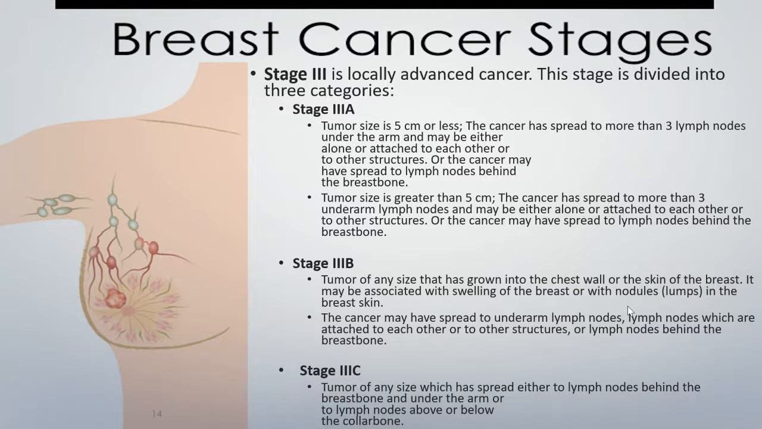Stage 3B is a tumor of any size that has grown into the chest wall or the skin of the breast. It also may be associated with swelling of the breast or nodules in the breast skin. The cancer may have spread to the underarm lymph nodes which are attached to each other or other structures, or the lymph nodes behind the breastbone. And then stage 3C is a tumor of any size which has spread to either lymph nodes behind the breastbone and under the arm, or the lymph nodes above or below the collarbone.